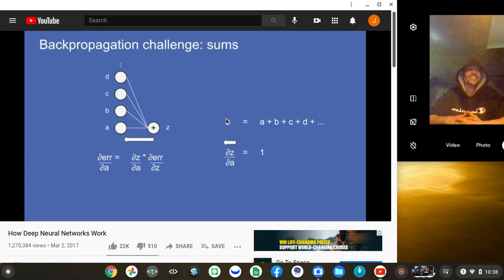Which makes sense. If we have a sum of a whole bunch of elements, we increase one of those elements by 1, we expect the sum to increase by 1. That's the definition of a slope of 1. One-to-one relation there.